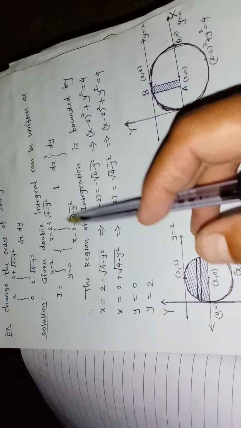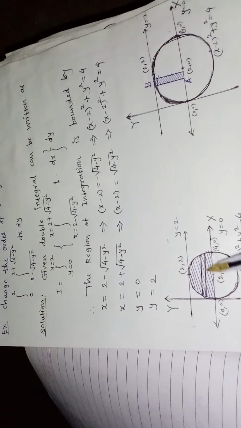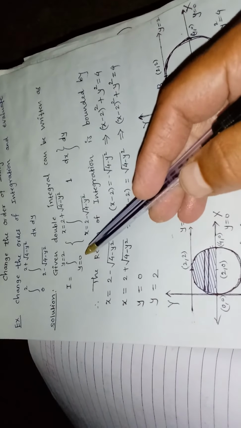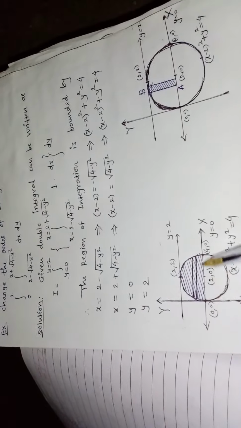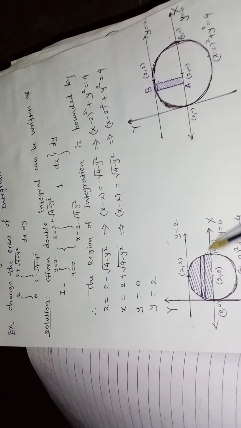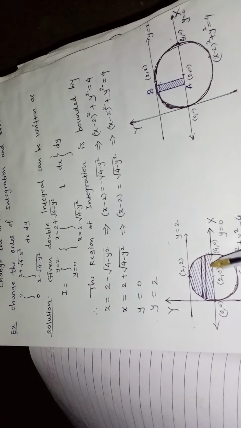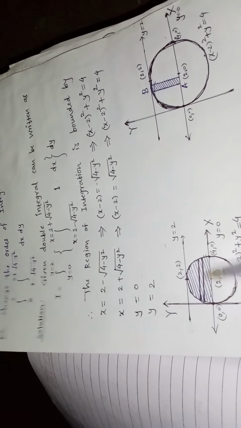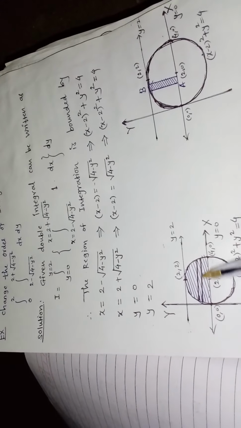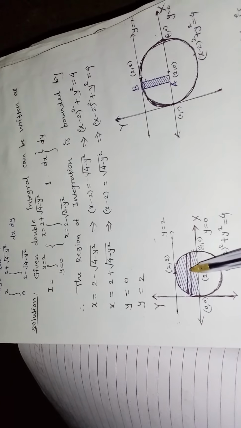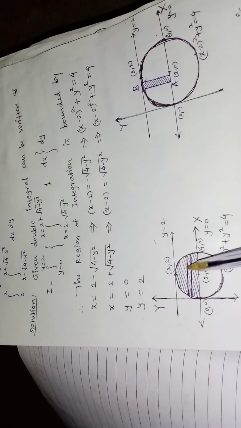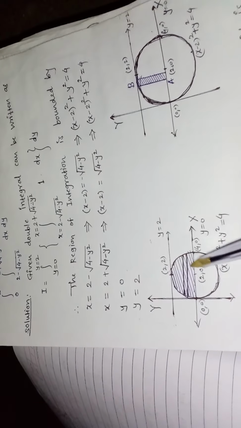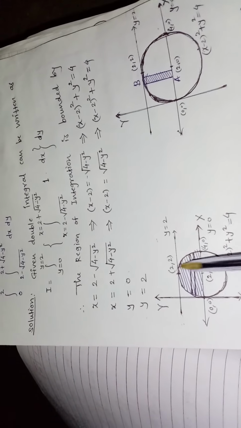So according to that limit we have decided this region of integration. And similarly the boundary for y is y equals 0 to y equals 2, that means this y equals 0 to this y equals 2. So that shaded region shows our region of integration, and this strip shows our given order of integration. Now our next target is to change the order of integration. That means now we have to find the limits according to the vertical strip.